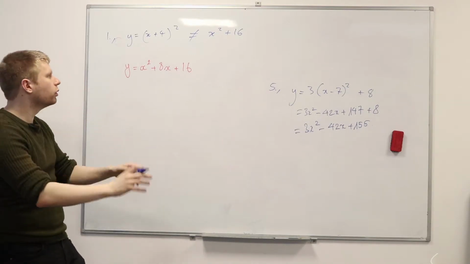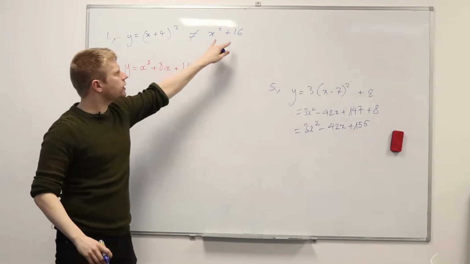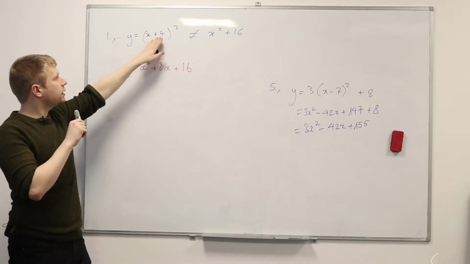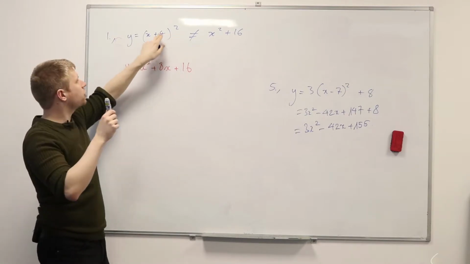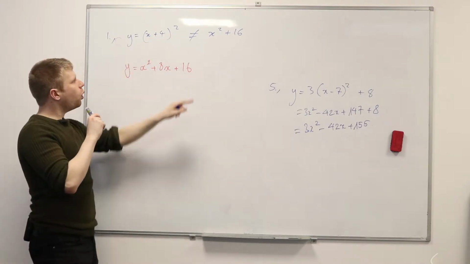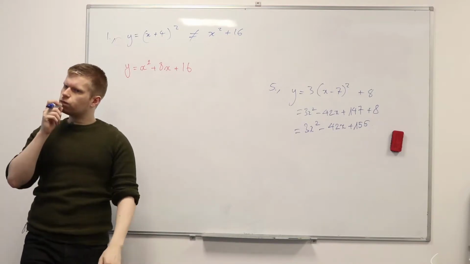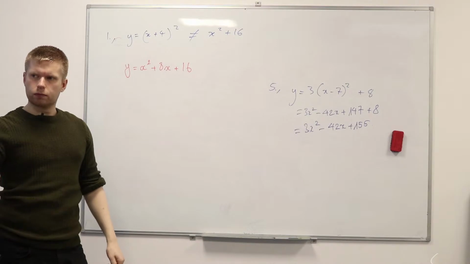You're not just allowed to use the rule on your own. So why is this not just x squared plus 16? It's a common mistake which people make. They see an x, they see a 4, they see the square, and they think, I just square that and square that. Why is it not that?